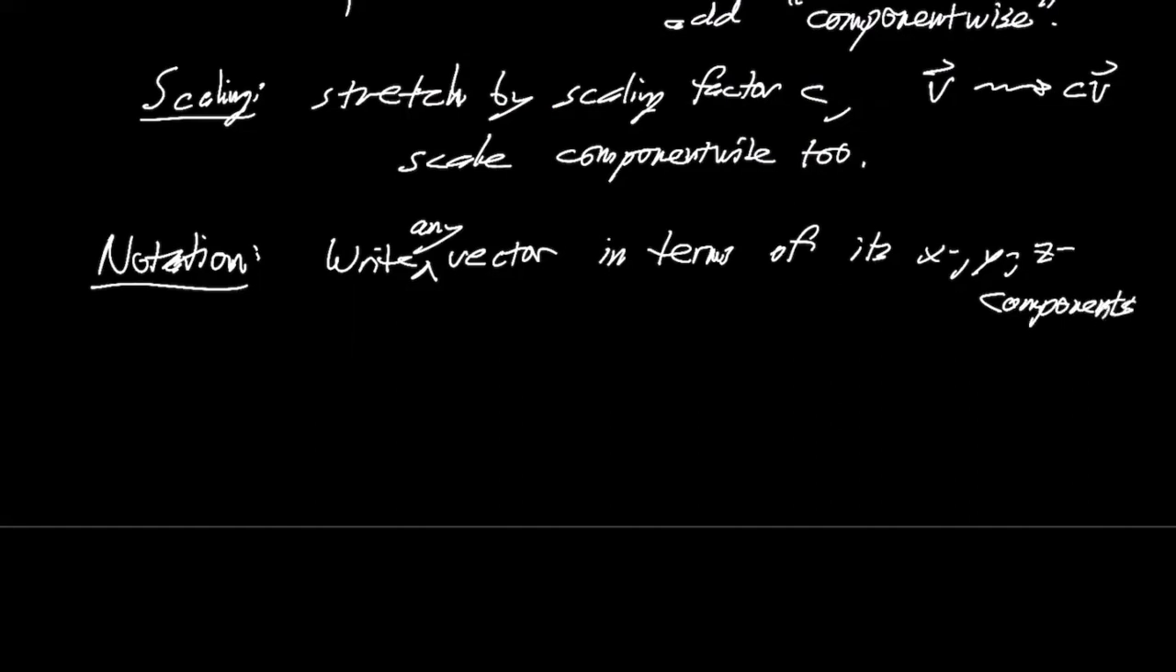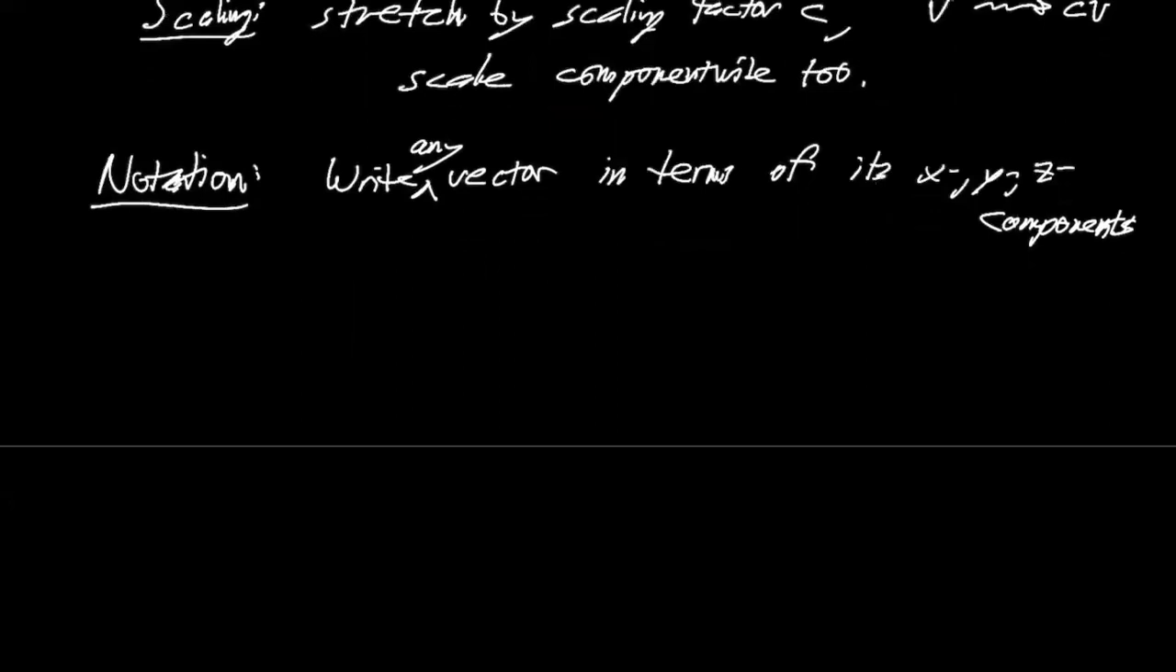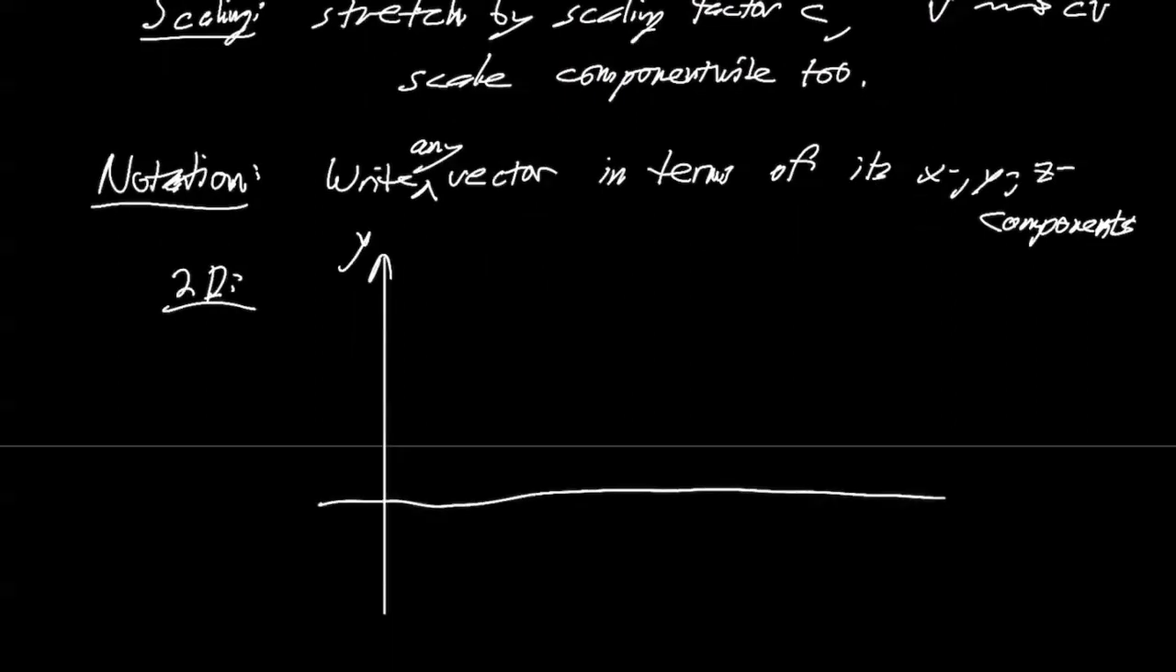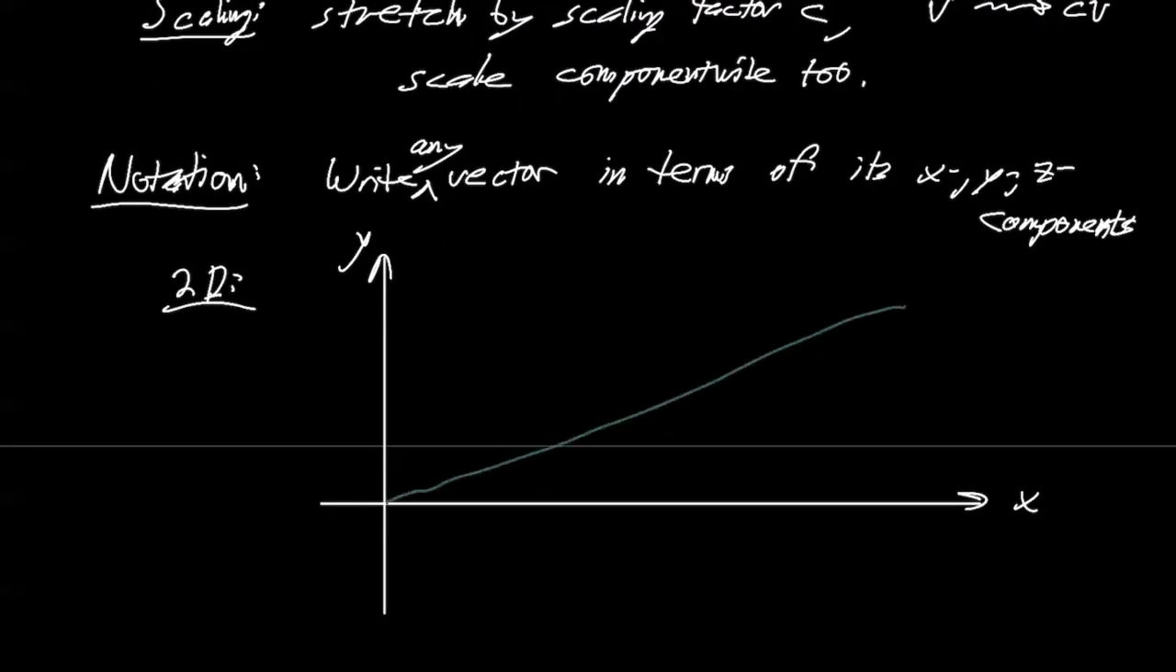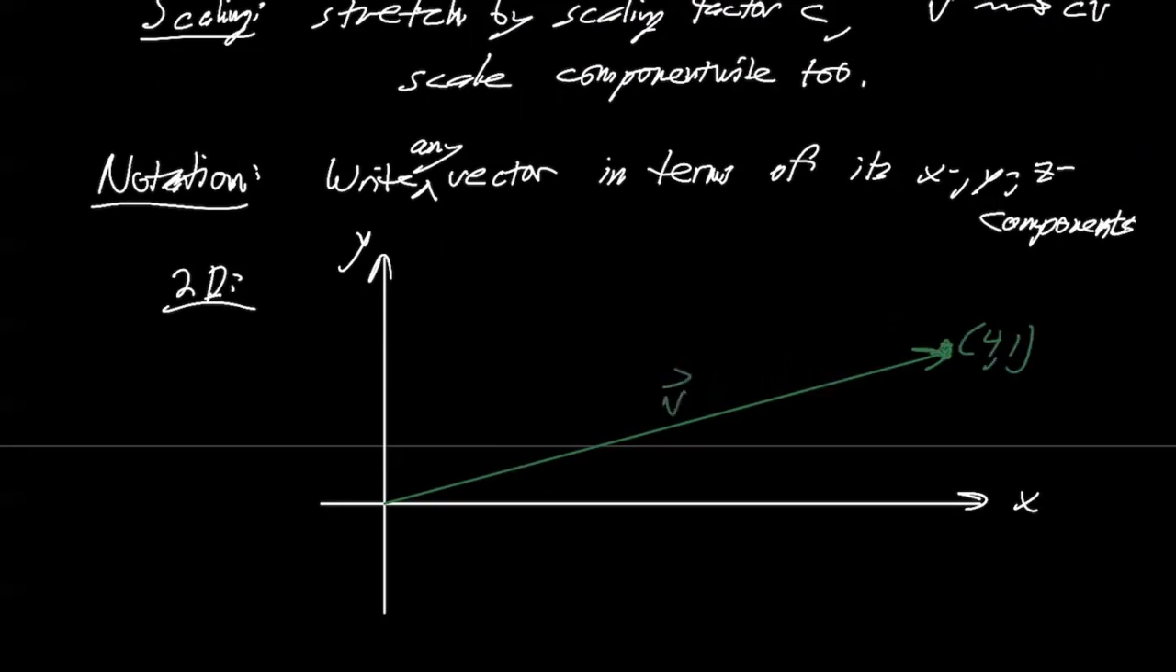Okay, so what do I mean in terms of components? Let's do the 2D version of this first, just to show it. Say I have my axes, my y-axis and my x-axis. And let's say I draw the vector v from the origin out to, let's say, the point 4, 1. So that's the point 4, 1 right there. We call this vector v.